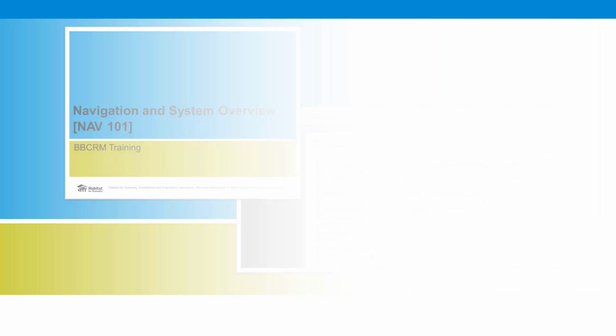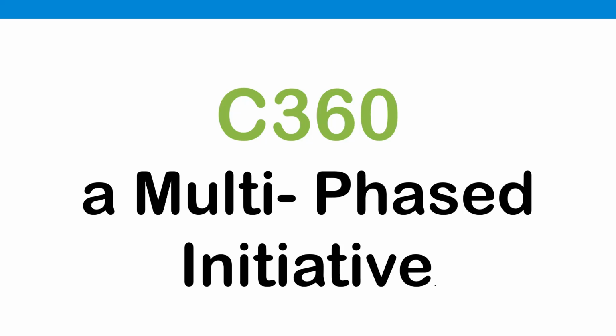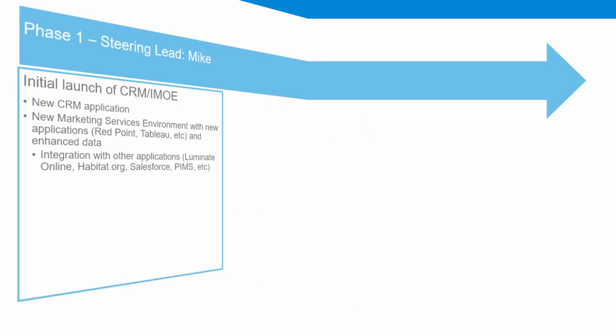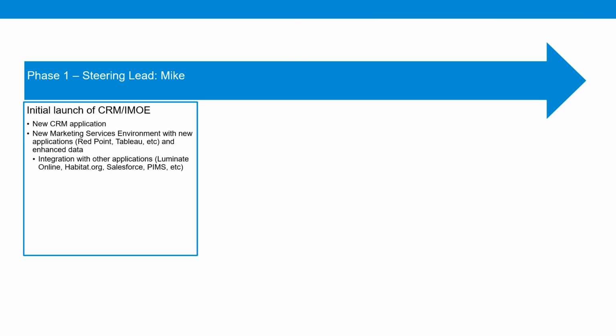So let's get started. The intent of C360 is to provide a complete 360-degree view of our constituents and is a multi-phase initiative. The implementation of the BBCRM system, which will replace Team Approach and BBEC, is Phase 1. This training is focused on ensuring that current TA BBEC users are prepared to use the new CRM system.